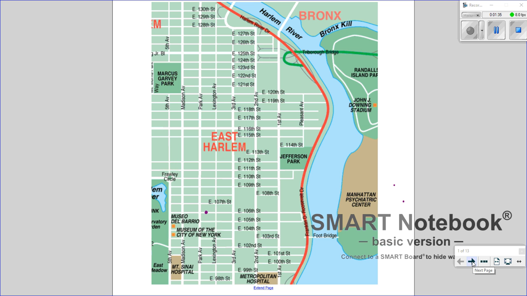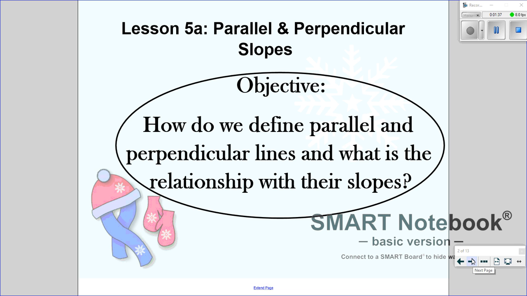If you guessed parallel lines, perpendicular lines, then you're on the right track. So our lesson is dealing with parallel and perpendicular slopes. The objective is, how do we define parallel and perpendicular lines, and what is their relationship with their slopes? Just looking at the New York City map, there's a relationship between the lines, our streets and our avenues, and we're going to learn what the relationship is.